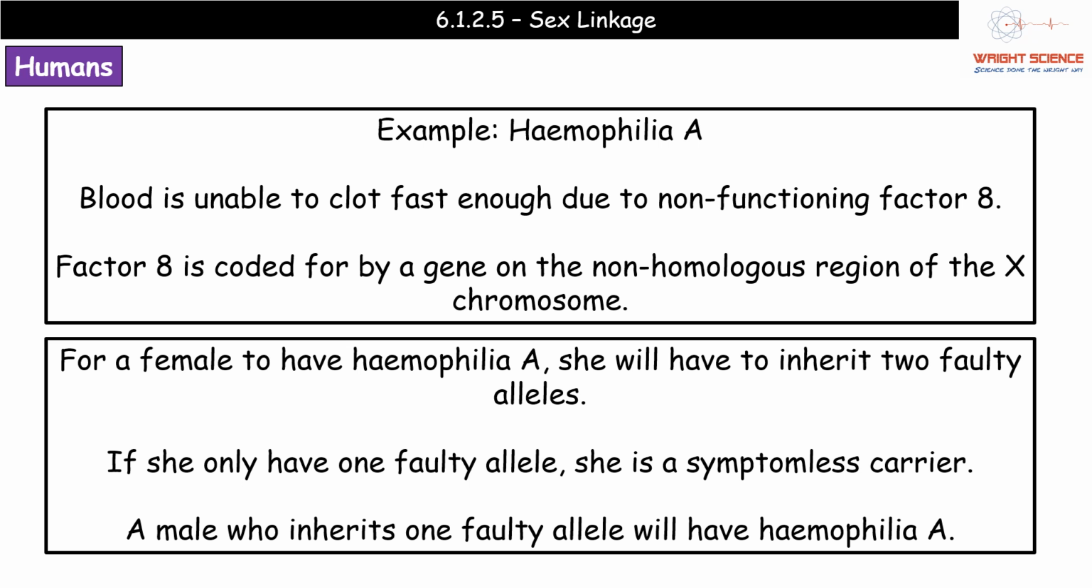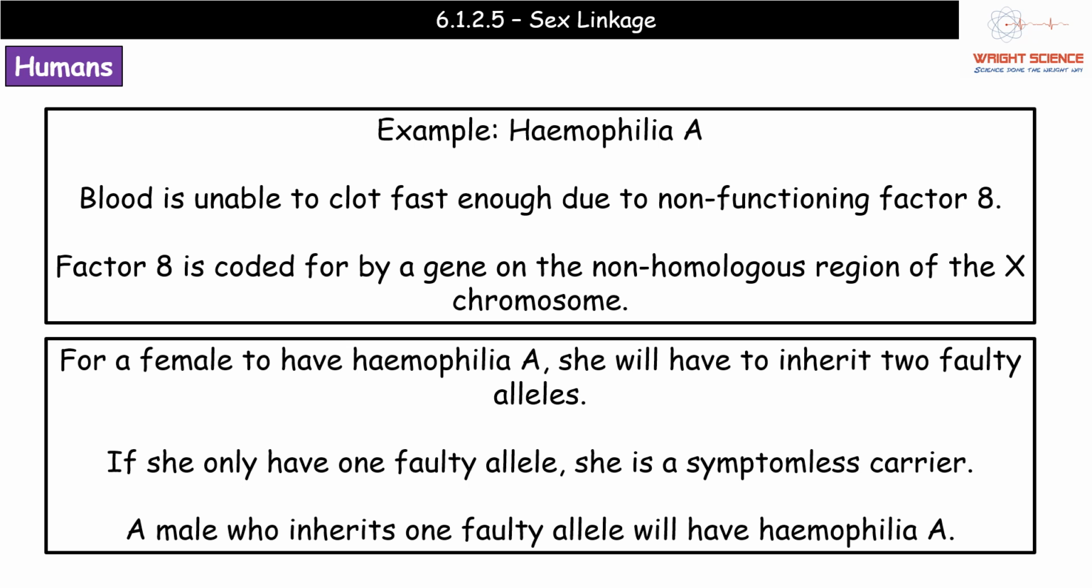Perhaps it's easiest to have a little think about an example. So we're going to have a little look at haemophilia A. Now, haemophilia is all to do with your body's inability to clot its blood properly. So what we find is in haemophilia A, this is all due to a non-functioning factor 8. Factor 8 is one of these clotting factors that exists in the body to go through that whole very nice enzyme cascade of blood clotting that we've looked at previously. And it's coded for by a gene on the non-homologous region of the X chromosome.